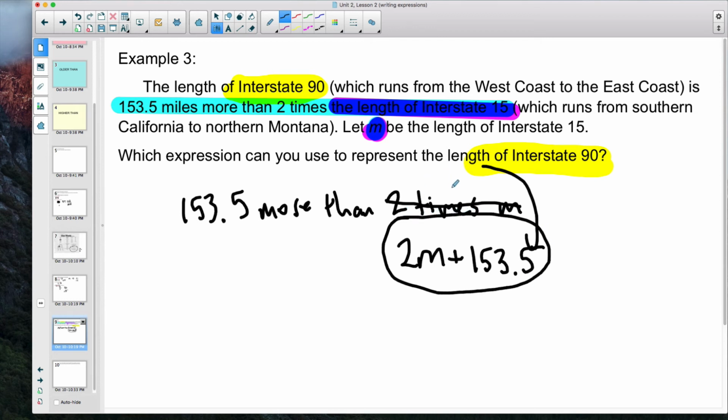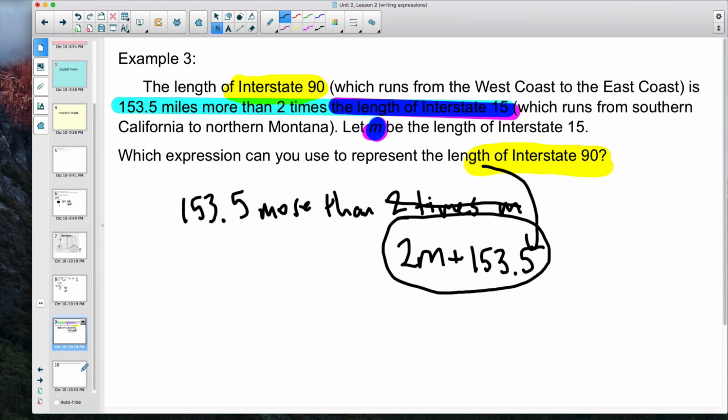Now, I might have made that seem a lot easier than it was for you, and that's okay. This is your first time looking at a word problem like this. We're going to be doing tons of these in class together, and I promise it's going to feel a lot easier and you're going to be a lot more comfortable once we do a bunch of these.